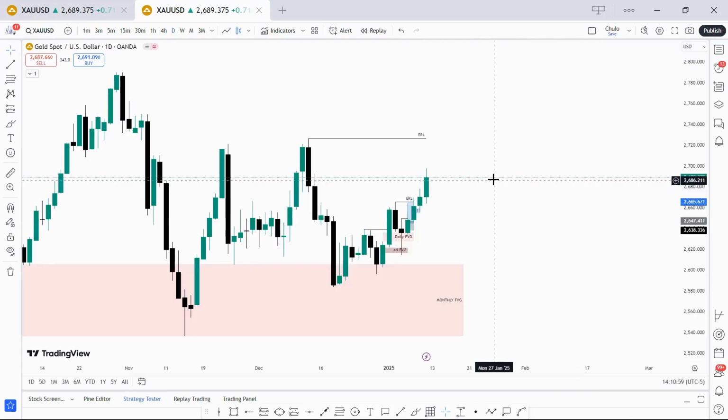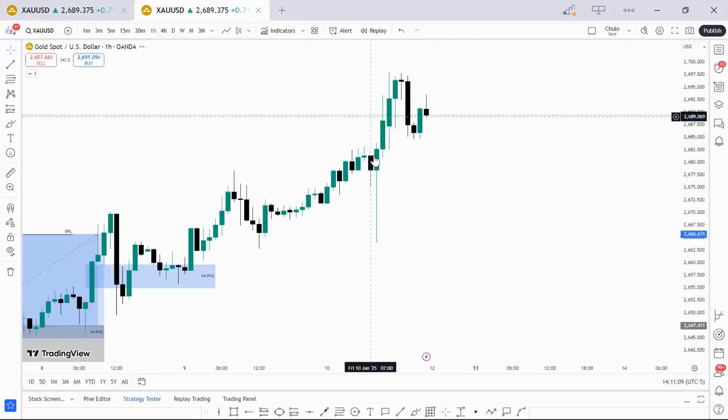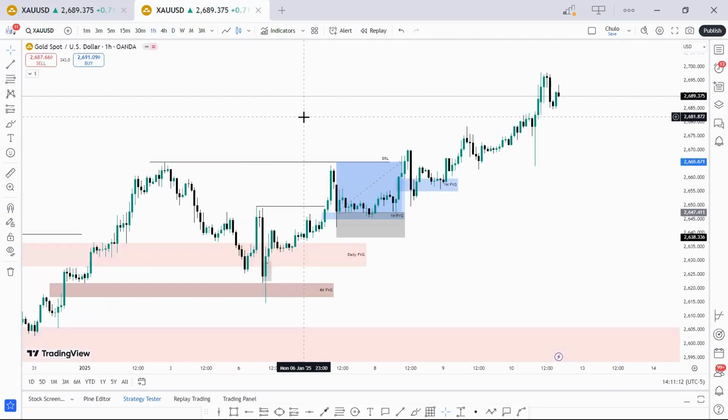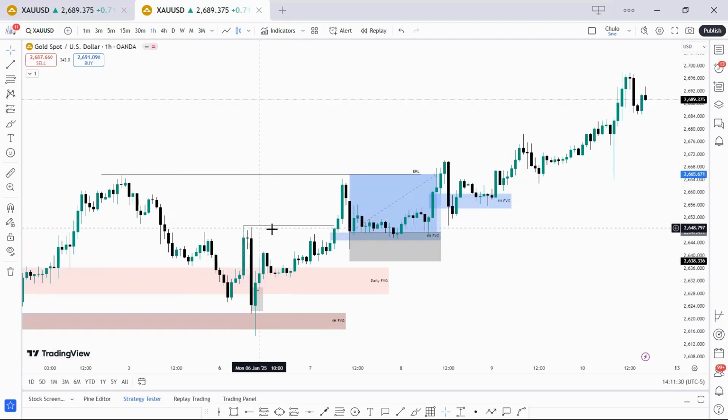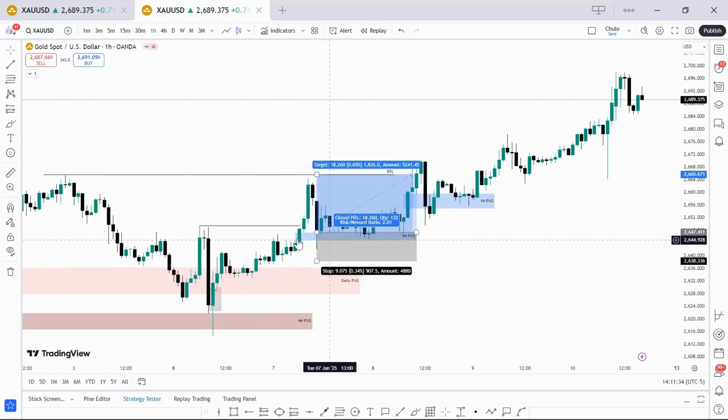So this is the gold chart on the daily time frame, but we actually got our trade setup from the 4-hour and the 1-hour time frames. Dropping down to the 1-hour, we all know that price does two things. Price moves from internal range liquidity to external range liquidity, or from external range liquidity to internal range liquidity. Here in the 1-hour time frame, we have this external range liquidity being taken out and price giving this fair value gap here.